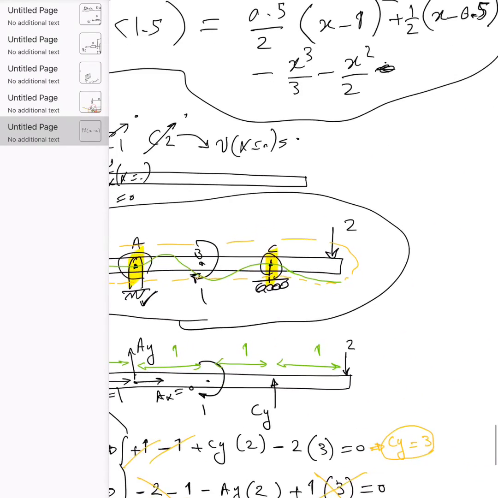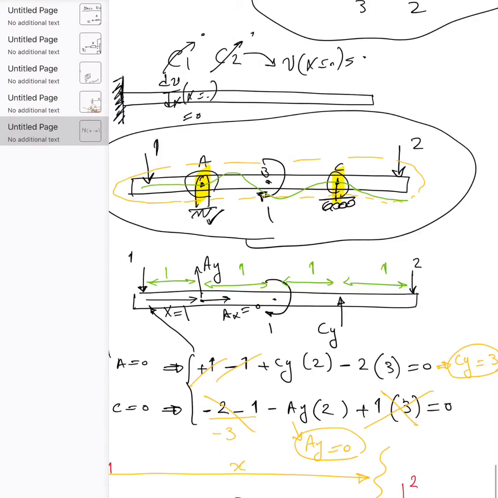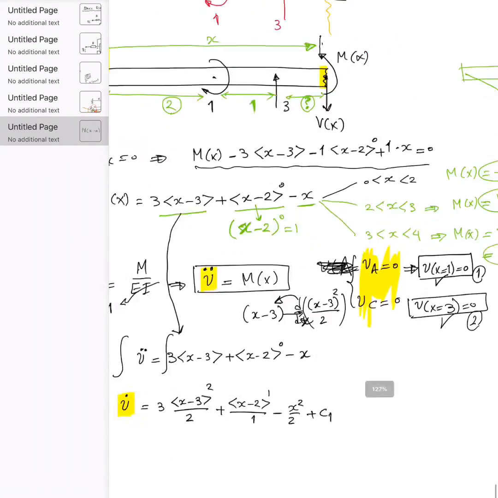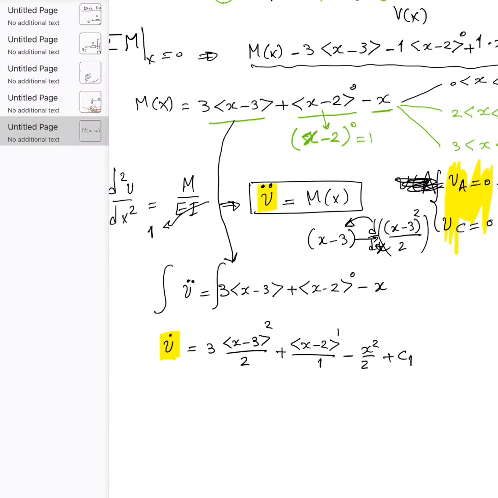I don't have any information about the slope of the neutral axis at point A and C, as you can see. I have actually no information about the slope at any point across the beam. So what should I do? Well, the answer is, I don't have to specify C1 at this stage. I can just go ahead and take one more integral. So if you take one more integral, let's use a different color for integral, one more integral of both sides of this equation, what do I get?